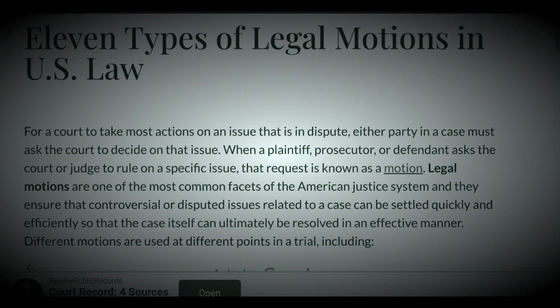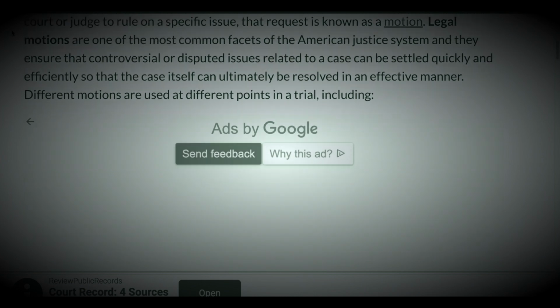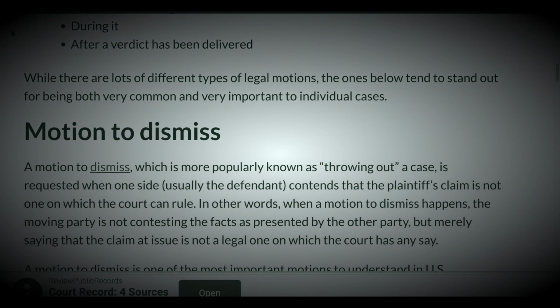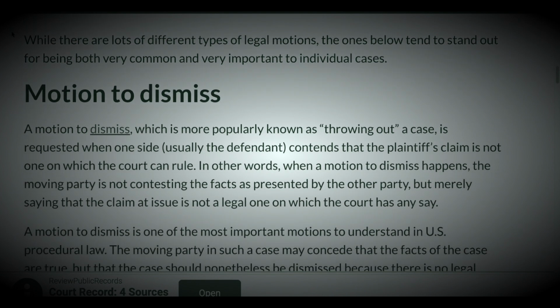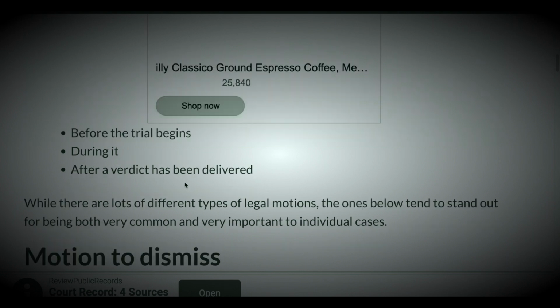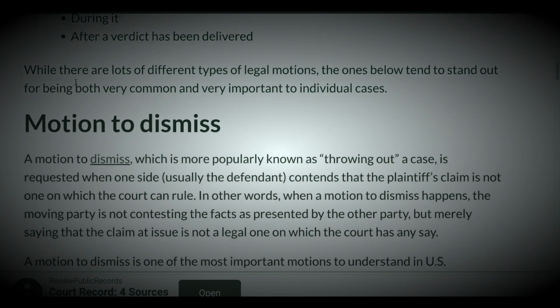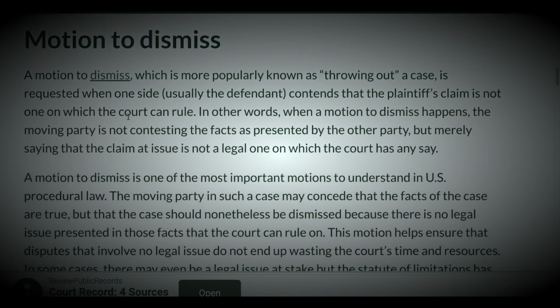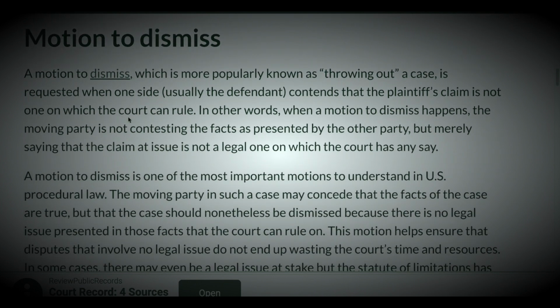Different motions are used at different points in trial, before trial begins, during it, and after the verdict has been delivered. While there are lots of different types of legal motions, the ones below tend to stand out for being both very common and very important to individual cases. So y'all know that there are more than just 11. Okay, we're gonna start with a motion to dismiss.